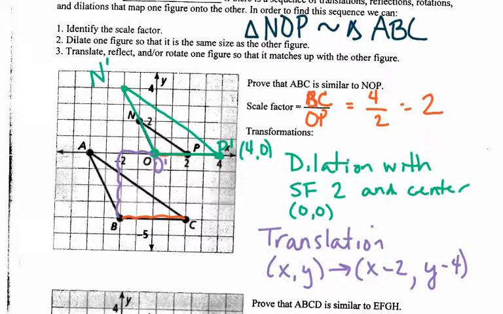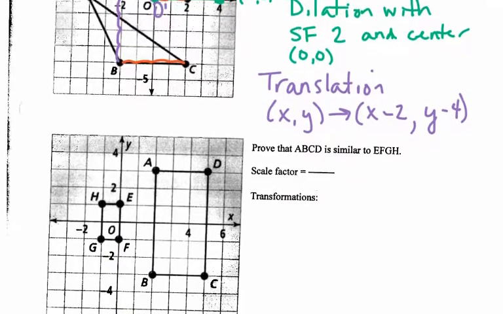It is absolutely fine if you chose to do the other way, so a dilation, which would be a reduction of ABC, and then move that onto NOP. Let's move on to the next one.